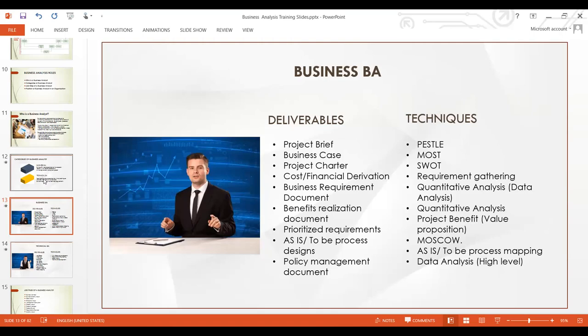And then data analysis. Data analysis means looking at high-level requirements of data and how we can use data to solve problems. So these are some of the techniques we are going to look into in business analysis. So that is it for business analysis. Some of these deliverables and techniques are documents, and we are going to look at them in detail for you to see the document and understand how it works. We are not going to dive into all these documentations, deliverables and techniques in detail here. This is a full topic on its own.